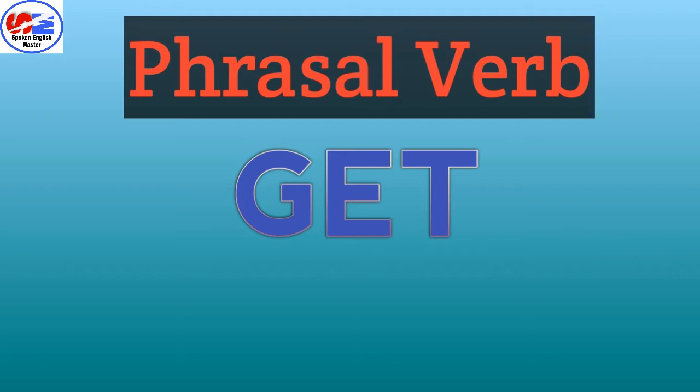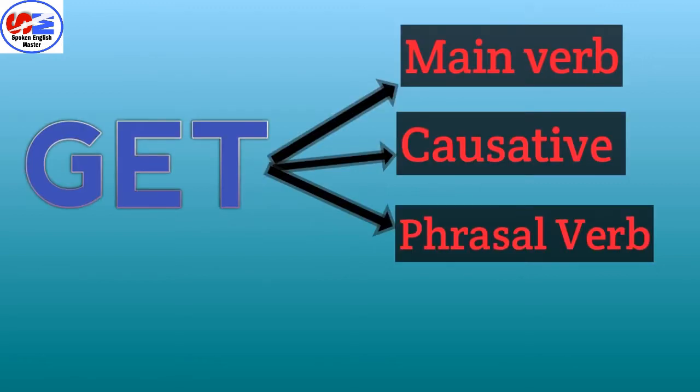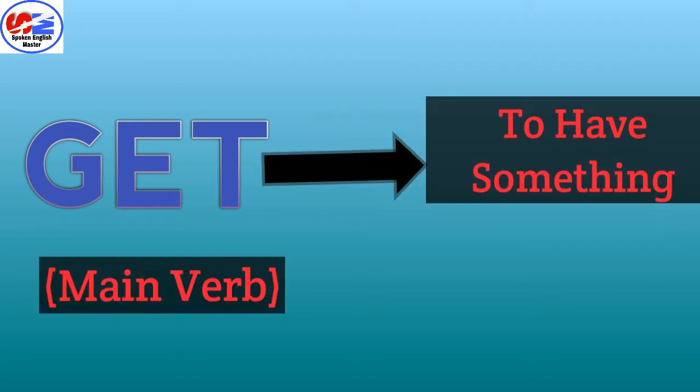First of all, today we'll be talking about the phrasal verb get. We have to understand, if we use it as a main verb, what kind of meaning it carries. It can be used mainly as a main verb, second as a causative verb, as well as third as phrasal verbs. Mainly today we'll be discussing phrasal verbs and how to use them properly. But if we use it as a main verb, mainly it carries this meaning: to have something. Suppose I say, I have got this pen.